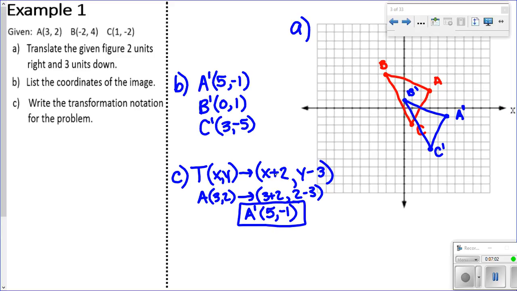Okay? So whenever you're doing a translation, if you go to the right, you're adding to X. If you go to the left, you're subtracting from X. And for the Y's, if you're going up, you would add to Y. And if you're going down, then you're subtracting, because up for Y is positive and down for Y is negative. Okay?